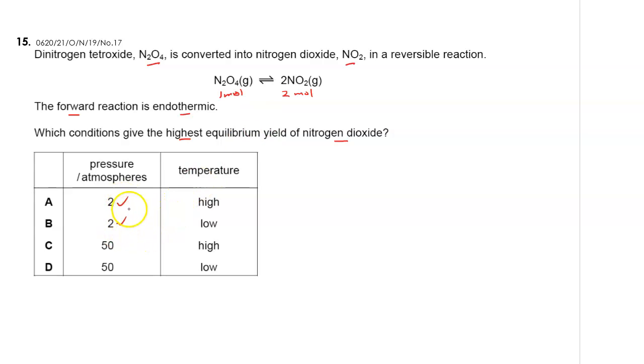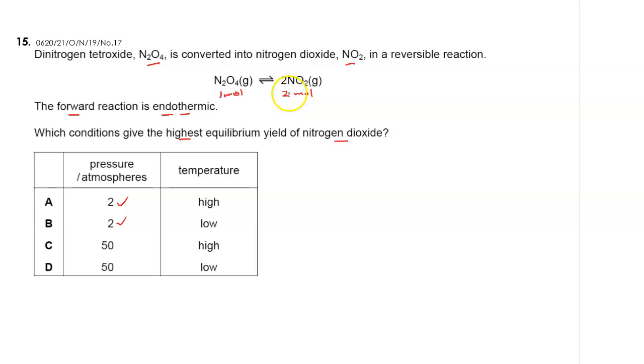So the pressure should be at least 2. 50 is too high. It will favor the backward reaction. Then, since the reaction is endothermic, the temperature should be high. High temperature favors the forward reaction. Remember, the forward reaction is endothermic, and therefore, when you increase the temperature, the equilibrium position will react in such a way as to lower the temperature, and therefore you'll get more of the products right here.